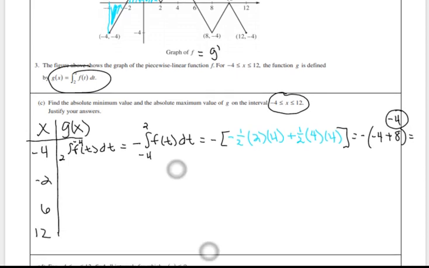And then for -2, we're going to do the same thing. We're going to do the integral now from 2 to negative 2 of f of t dt. And so since that integral is backwards, I'm going to make it negative and flip my bounds.